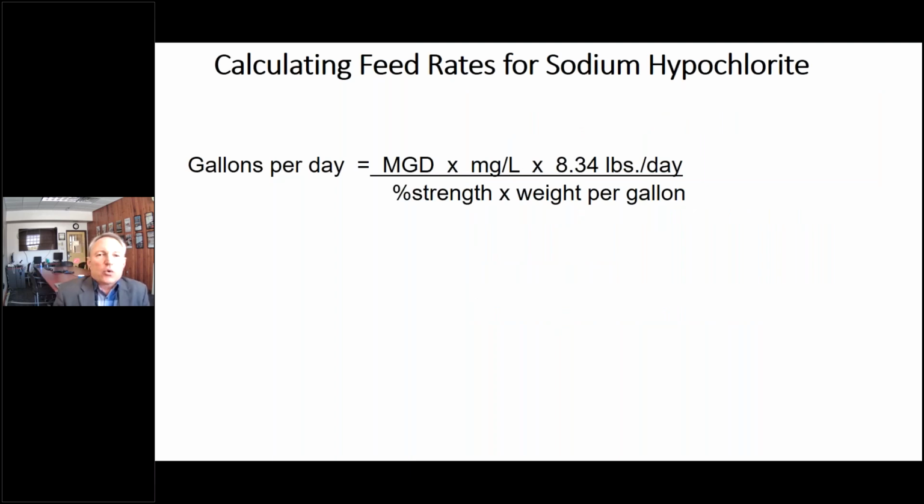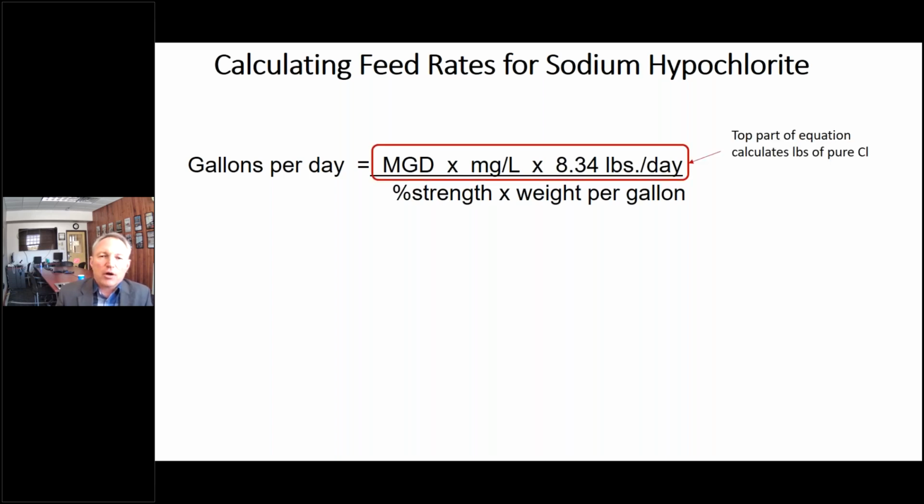Here is the equation for calculating the feed rate in gallons per day for sodium hypochlorite. Now notice the top of the equation is the pounds formula. So multiplying across that gives you the pounds of pure chlorine. Then we're going to convert it in two ways, by dividing by the percent strength and dividing by the weight per gallon. So this top part calculates the pure chlorine that we need.